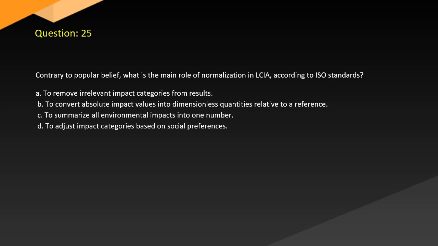Question 25. Contrary to popular belief, what is the main role of normalization in LCA according to ISO standards? A. To remove irrelevant impact categories from results. B. To convert absolute impact values into dimensionless quantities relative to a reference. C. To summarize all environmental impacts into one number. D. To adjust impact categories based on social preferences.